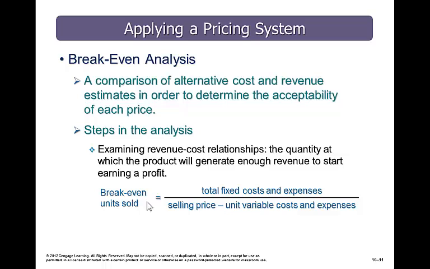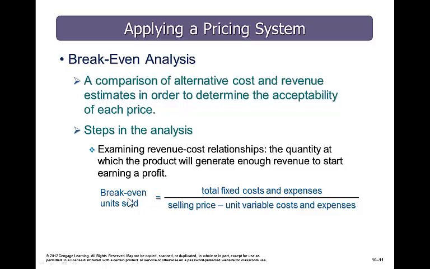Well, the first thing we're going to do is look at all these revenue cost relationships. In the formula below here, the break-even units sold is equal to the total fixed costs and expenses divided by the selling price less the unit variable cost and expenses. Now just take a look at this equation for a little bit. To determine the break-even units sold, I divide my total fixed costs and expenses by the difference between the selling price and my unit variable costs and expenses.